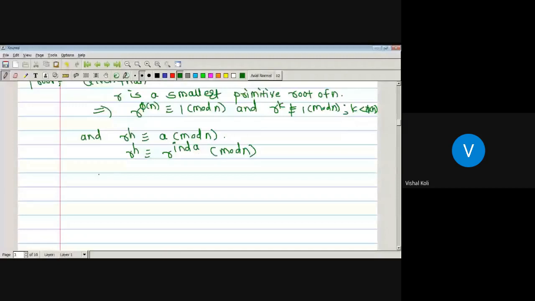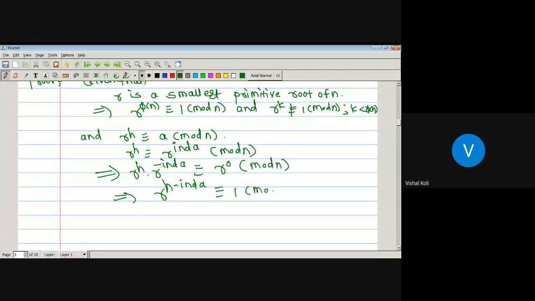Again, just multiply both sides by r to the power minus index of a. Therefore r to the power h into r to the power minus index of a is congruent to r to the power index of a minus index of a, which is r to the power 0 modulo n. So r to the power h minus index of a is congruent to 1 modulo n.